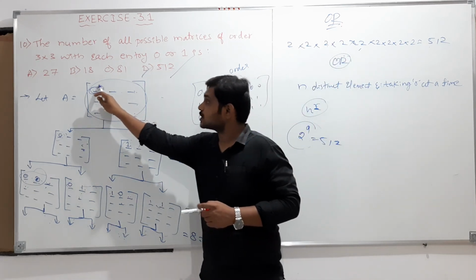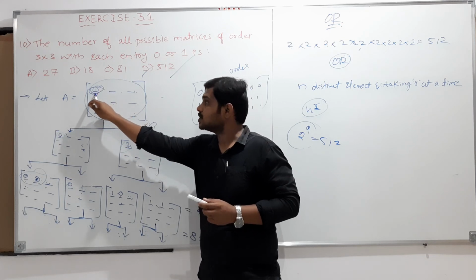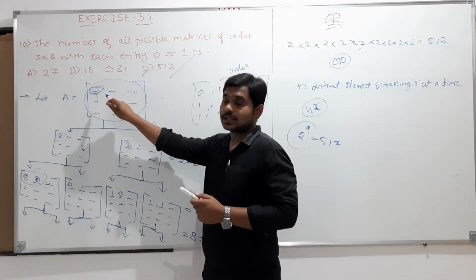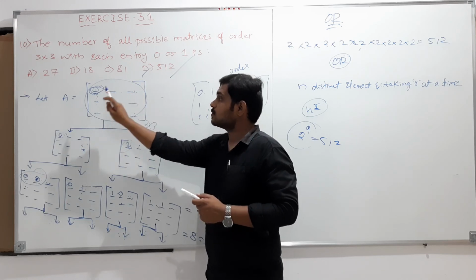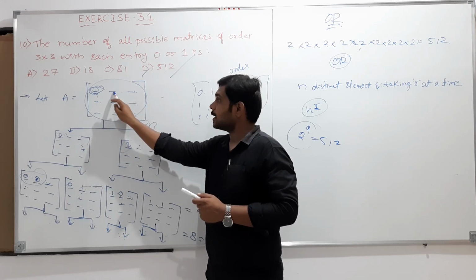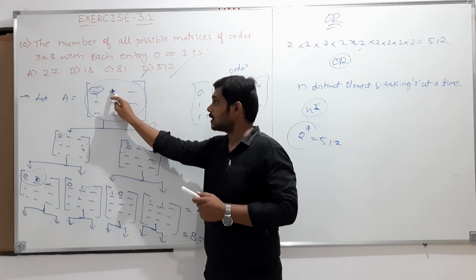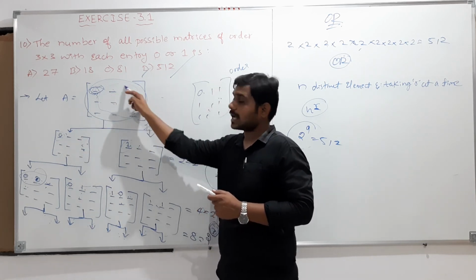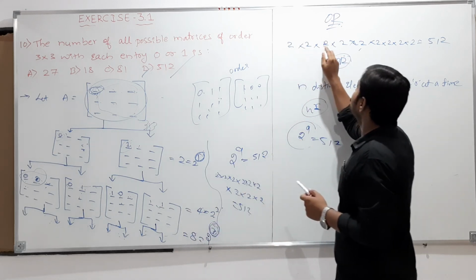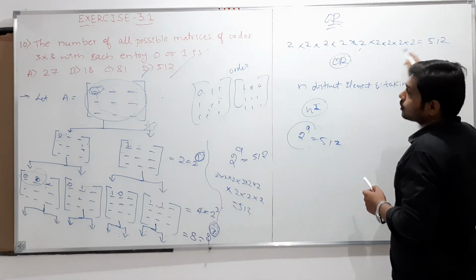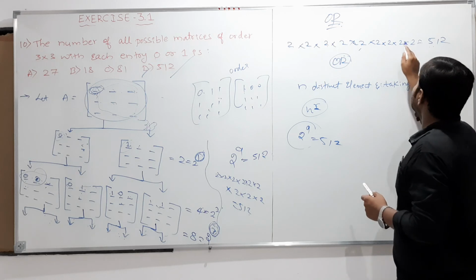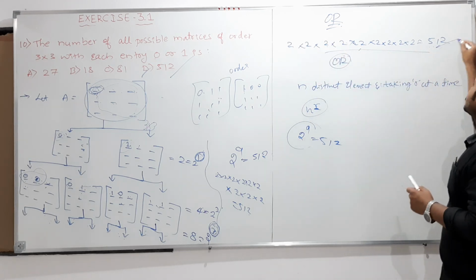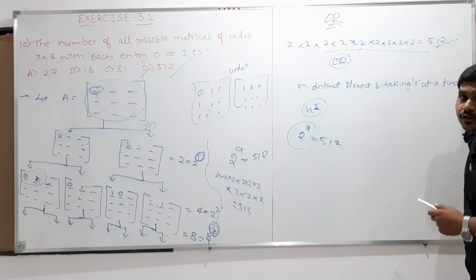So for the first element, how many options are there? Either you can take 0 or 1. So 2, first place 2 options, for this 2, for this 2, for this 2, for this 2. Here 0 or 1 can be taken, or for this 0 or 1 can be taken, this element can take 0 or 1. So totally how many? 9 possibilities. So therefore 2 into 2 into 2 into 2 into 2 into 2, total 9 places again. So total 9, 1 2 3 4 5 6 7 8 9. So therefore if you multiply all these values, you will get 512. Like this you can calculate.